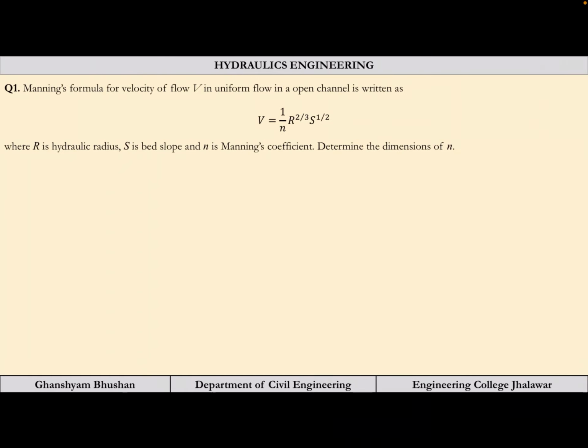So the problem states that the Manning's formula for velocity of flow in uniform flow in an open channel is written as, this is the formula given: v is the velocity and it is equal to 1 by n r raised to power 2 by 3 s raised to power 1 by 2, where r is the hydraulic radius and s is bed slope and n is the Manning's coefficient. So we have to determine the dimensions of this Manning's coefficient. Generally the coefficients are dimensionless, but in this case let us try to solve for n whether it is coming out to be dimensionless or not.